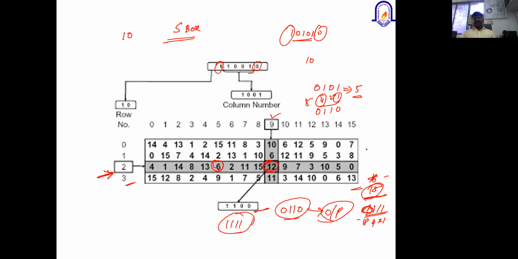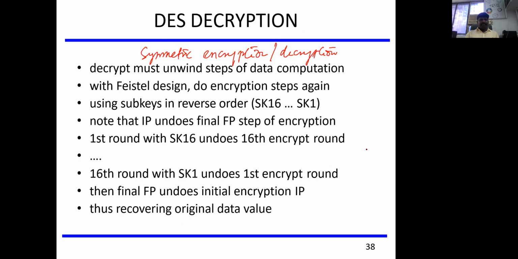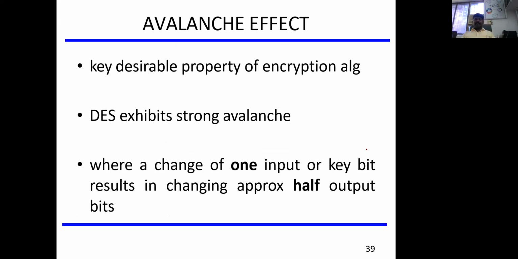Okay, if you are clear with DES, then we'll proceed with the next concept, which is the avalanche effect. This completely depends upon the algorithm or the program which we use. If there is any change in the key, a change of one input or key bit results in changing approximately half of the bits of the output.